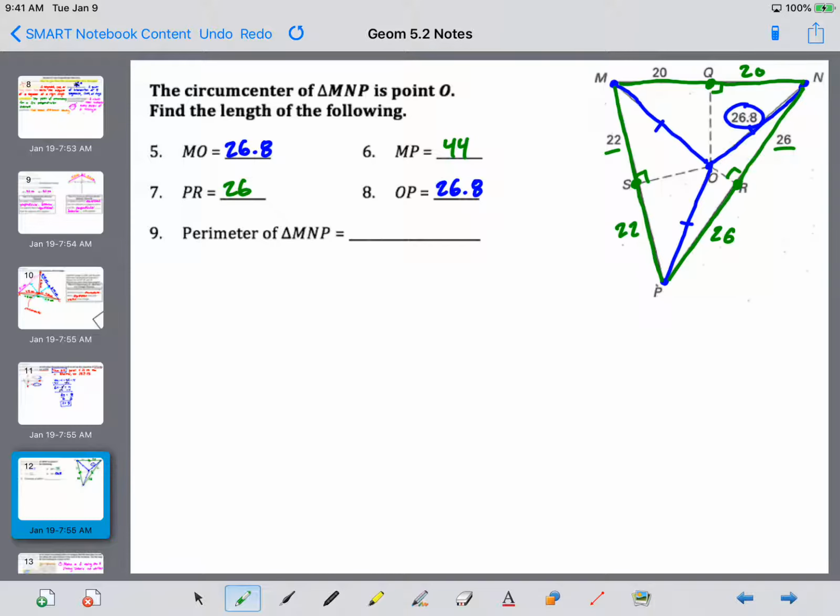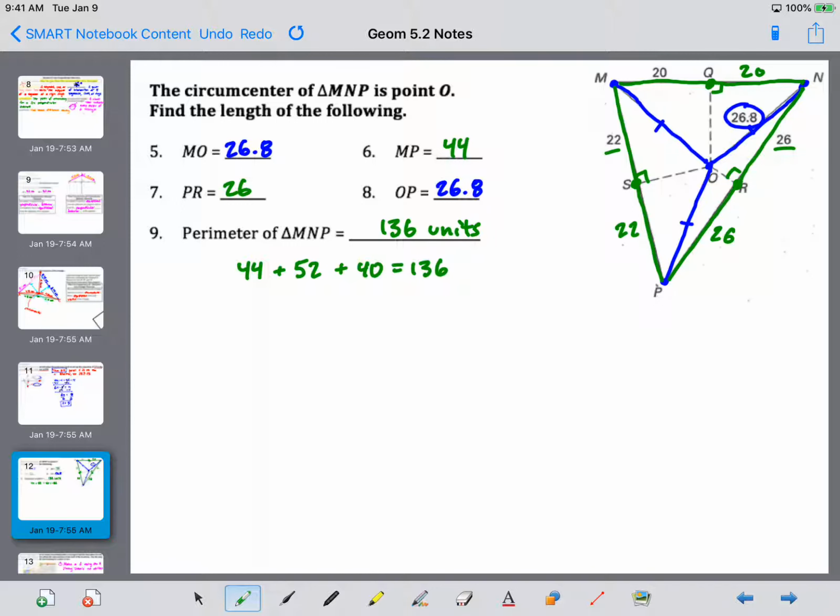So let's add up these three sides. From M to P is 44. From P to N is 26. If you double that, you get 52. And then lastly, from M to N is 40. So if we add those all up, we get 136 for the perimeter. And we don't know the units, so we'll just leave it as generic units.